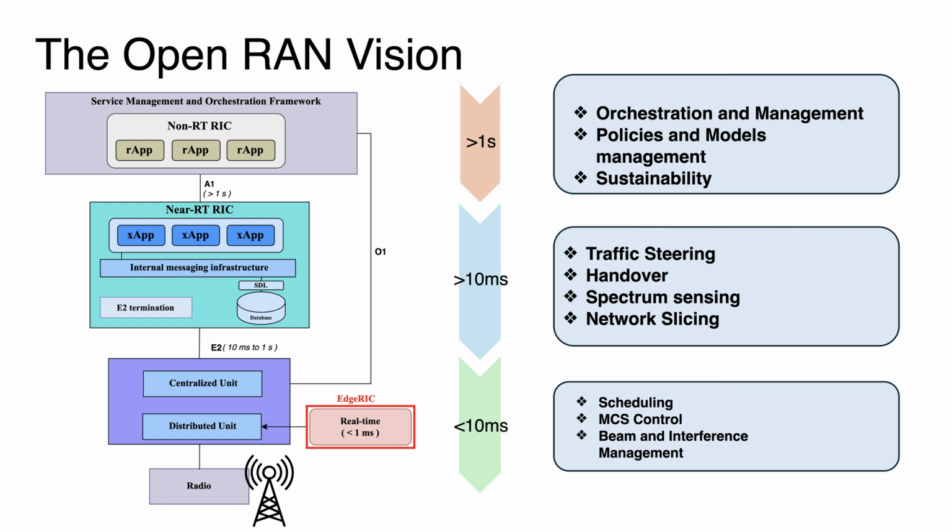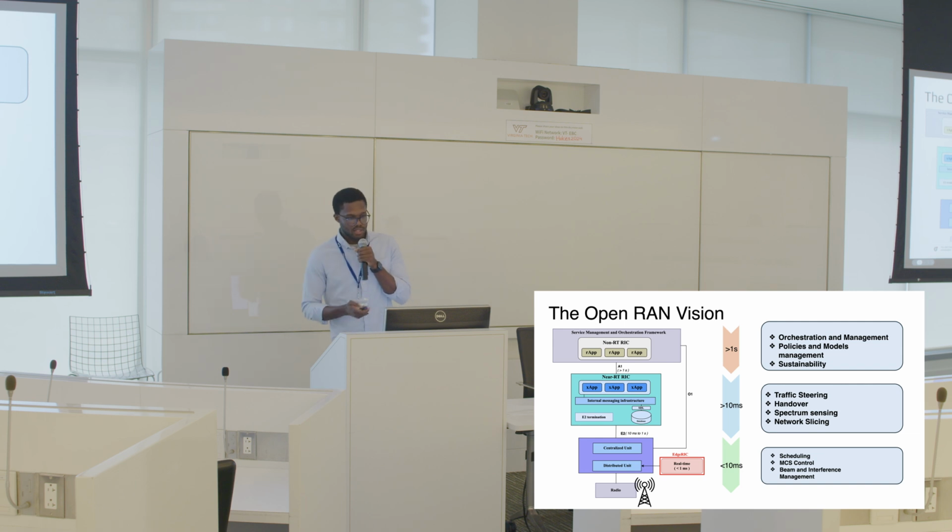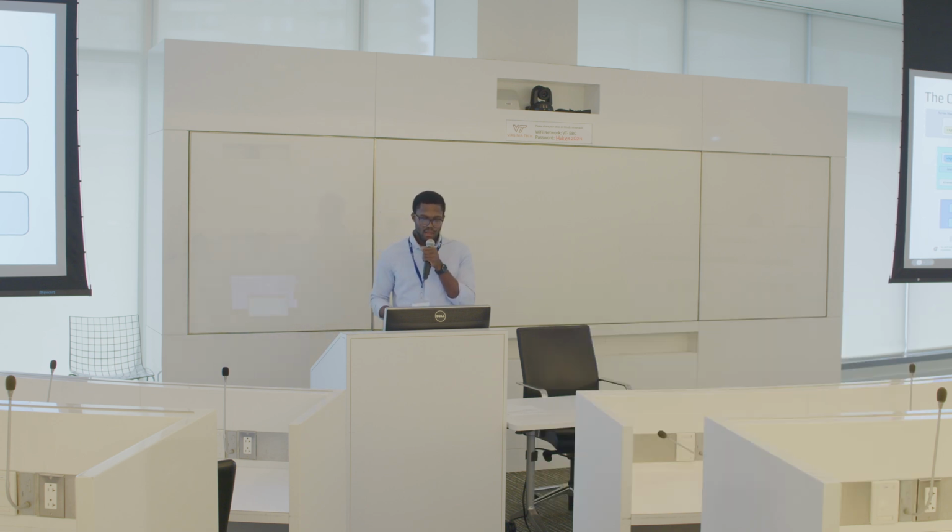Based on these different RIC architectures, there are different applications that could run on these different timescales. In the non-real-time RIC, for instance, we have things like policy management and orchestration management. Going down to the near real-time RIC, you have applications like traffic steering, handover, and spectrum sensing. And down to the real-time RIC, you have things like scheduling, MCS control, beam and interference management.